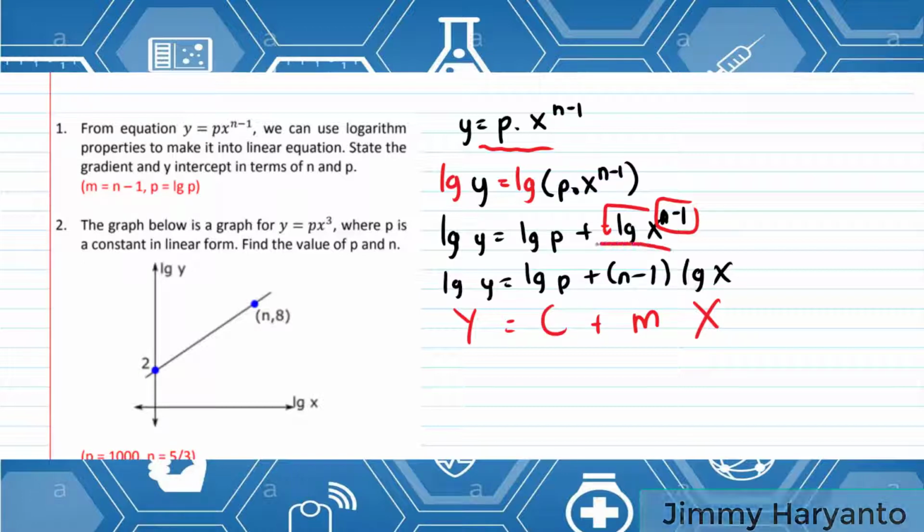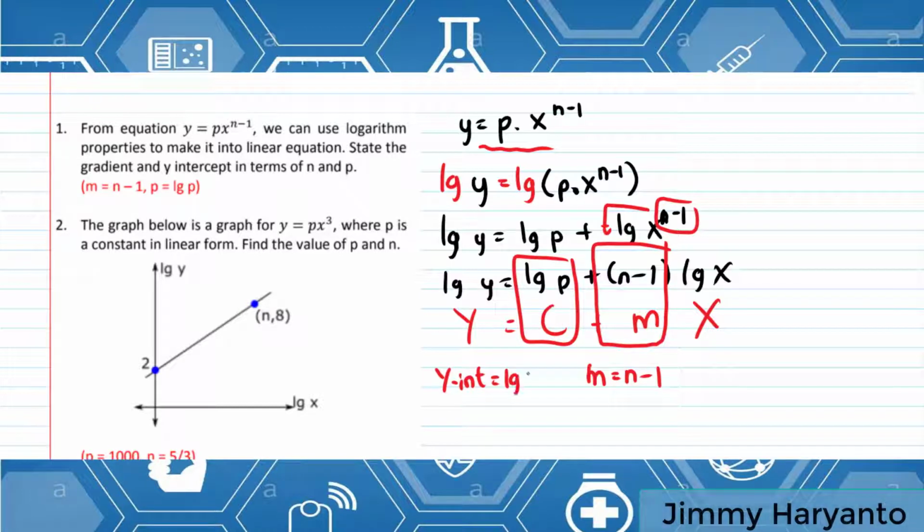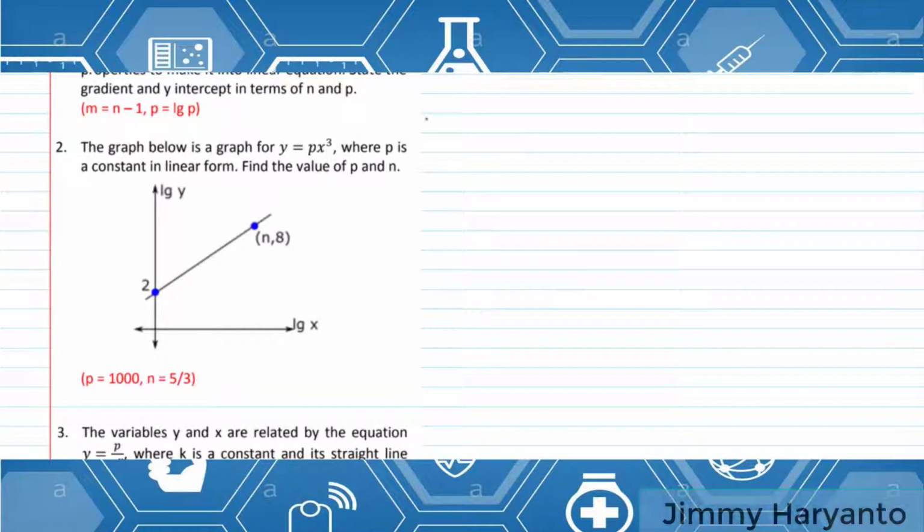Yeah, so I can tell that the gradient is n minus 1 and the y-intercept is LGP. C is the y-intercept. Yeah, do not forget that, LGP. There you go. I get m, the gradient is n minus 1 and y-intercept is LGP. Okay, next is number 2.